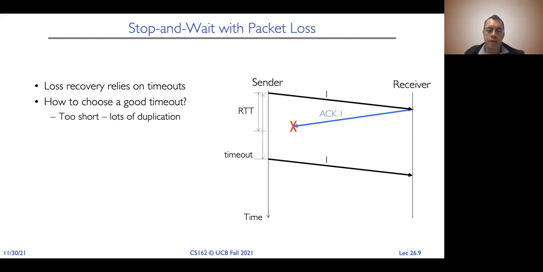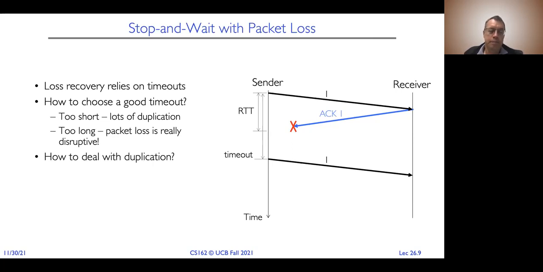Obviously, if it was too long, then the performance suffers. So for instance, the round trip time, say it's 100 milliseconds and the timeout is 1 second, right? So this means that if there is a timeout, I lost the opportunity to send another 9 packets, right? Or 10, depends how you count. So how do you deal with the duplication?